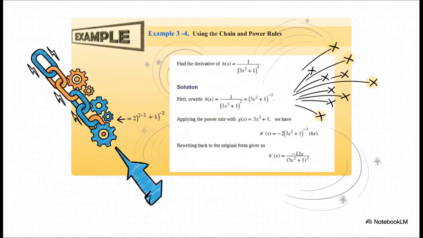And hey, the chain rule is not just for trig functions. Not at all. Look at this example. By rewriting that fraction as a negative exponent, we can clearly see it's a composite function. The outer layer is the power of -2, and the inner layer is the polynomial. We just apply the chain rule, and a problem that looked really intimidating becomes totally straightforward.